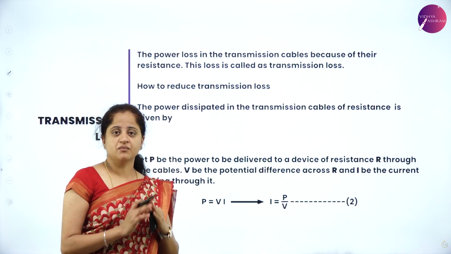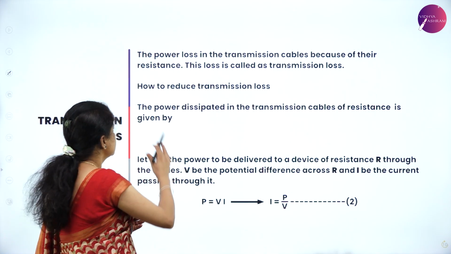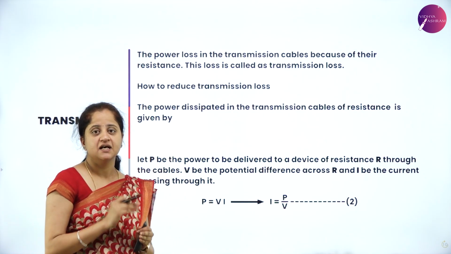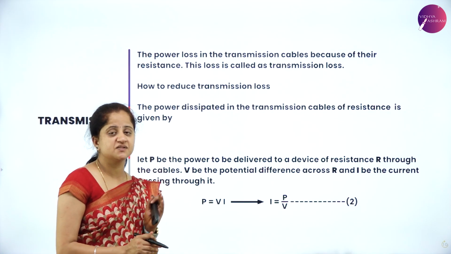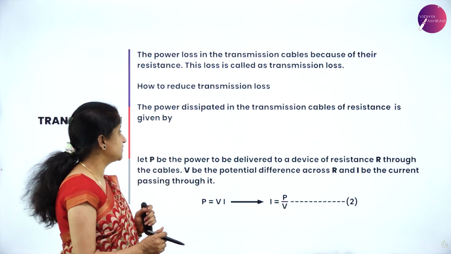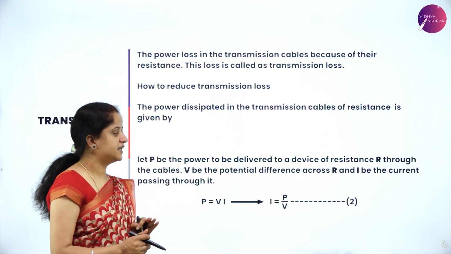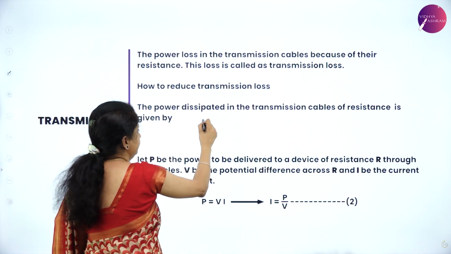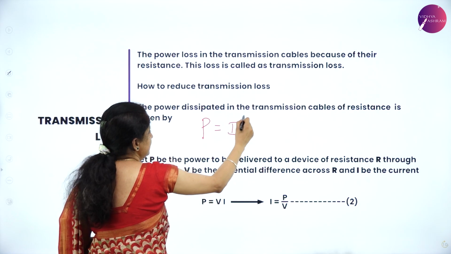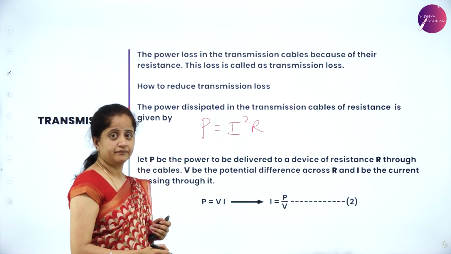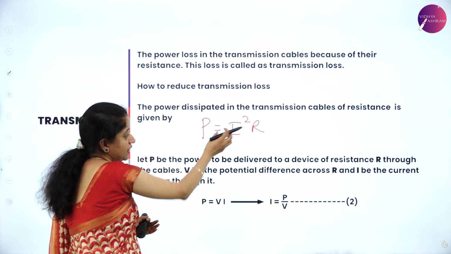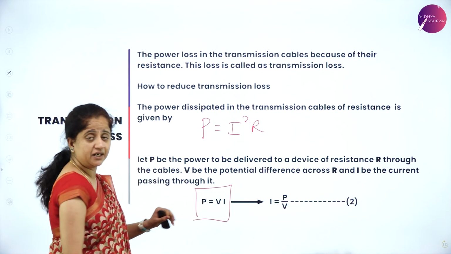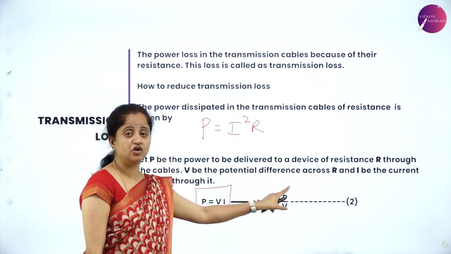Now let us understand the meaning of transmission loss. The power loss in the transmission cables because of their resistance is called transmission loss. How do we reduce this transmission loss? The power dissipated in the transmission cable of resistance R is given by P is equal to I square R. But now we have to write the expression for I. We know P is equal to V into I, and from this we can write I is equal to P by V.